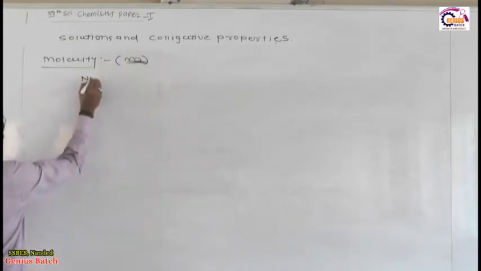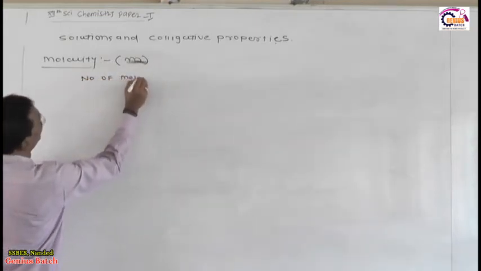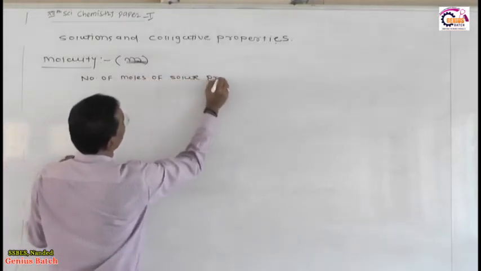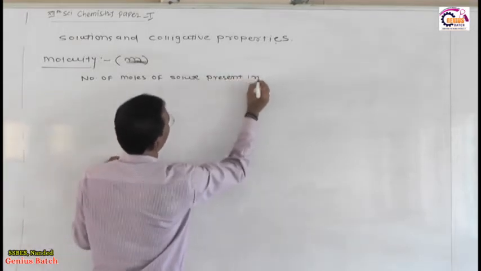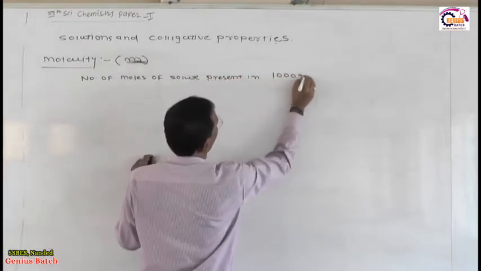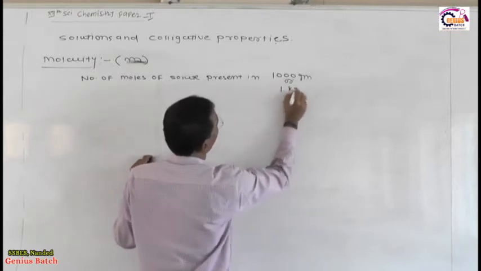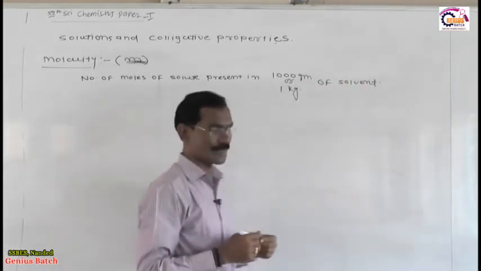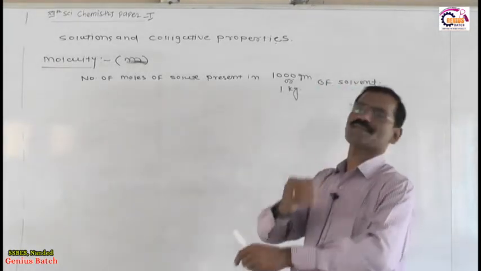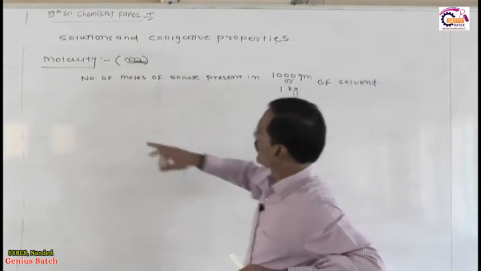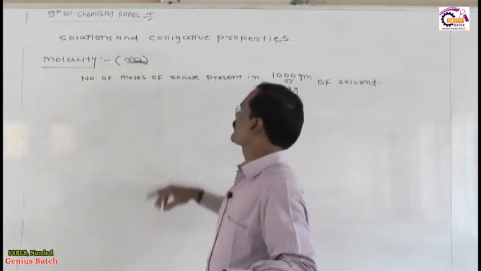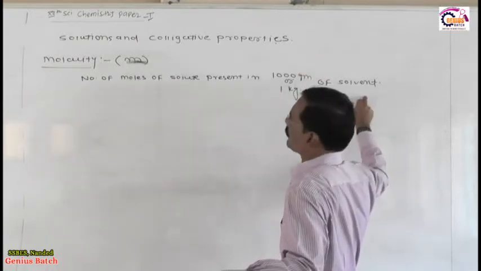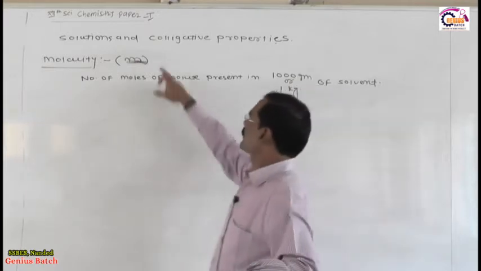What is the definition? Number of moles of solute present in either 1000 gram or 1 kilogram of solvent. This is not solution, this is the solvent. Keep in your mind, this is the major difference between molarity and molality. The molality of a solution is defined as number of moles of solute present in 1000 gram or 1 kilogram of solvent. That is called molality, denoted by small m.